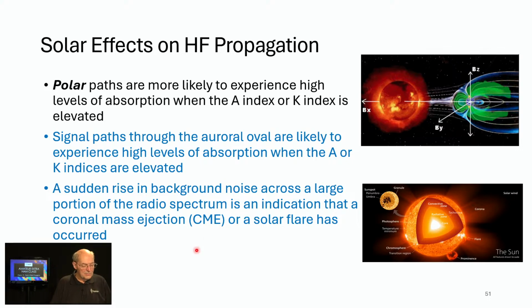Okay, here's another random fact. A sudden rise in background noise across a large portion of the radio spectrum is an indication that a coronal mass injection or a solar flare has occurred. So here we've got the sun, and it can do all of these crazy things. And I think Gary had mentioned in a previous class that the absence of a signal could be perceived as an increase in noise. Of course, the absence of a signal would be a result of a RF blackout due to a flare or a CME.